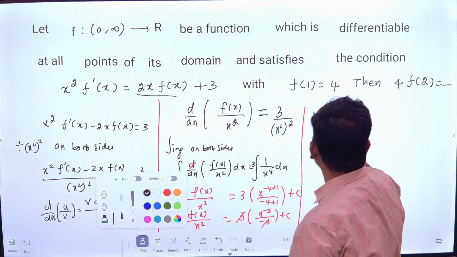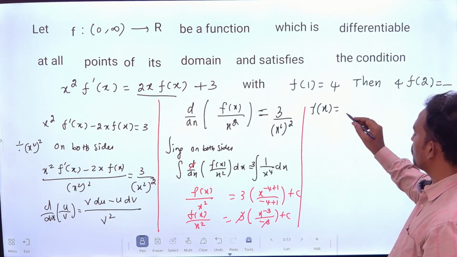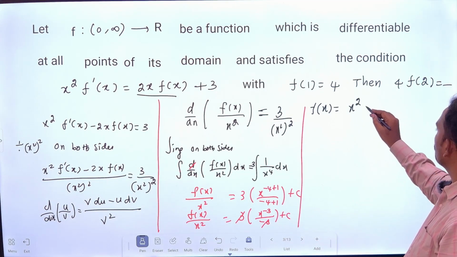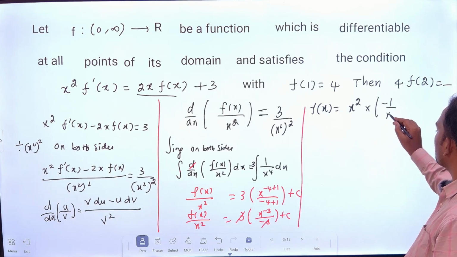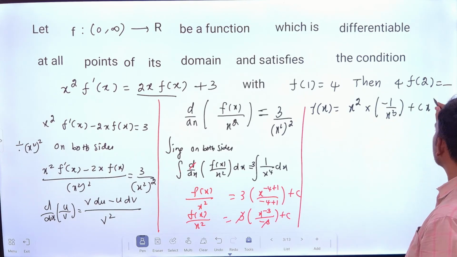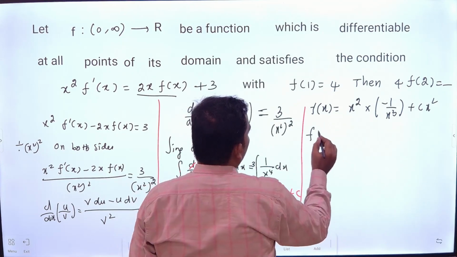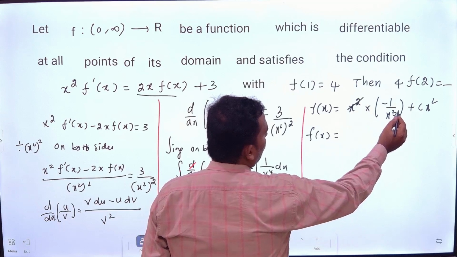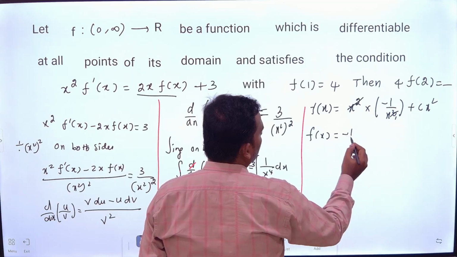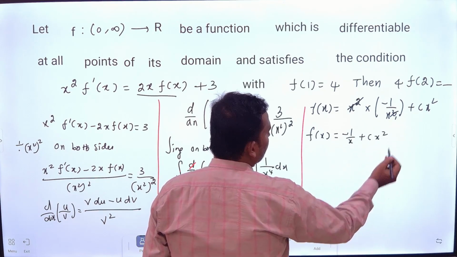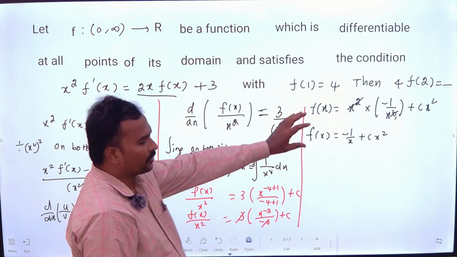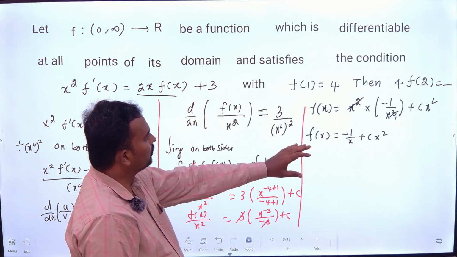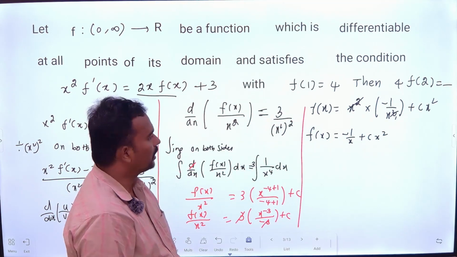Okay, so then how will you get f of x? You can see, x square you can cross multiply: x square into minus 1 by x cube, plus c into x square. Got it? This is your function. f of x equal to x square, one x square cancels, one will be left, minus 1 by x plus c x square. This is your function. Then how do we find the exact function? With the help of the initial value condition.